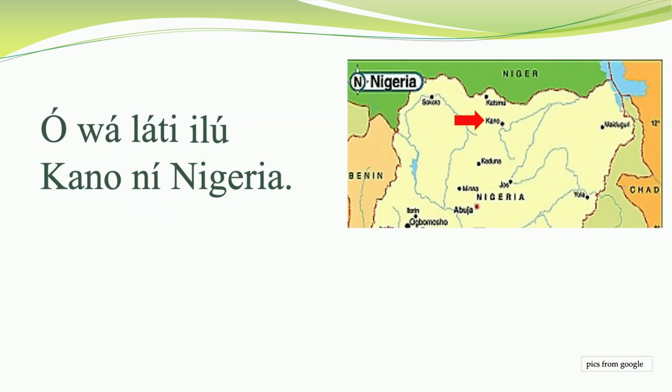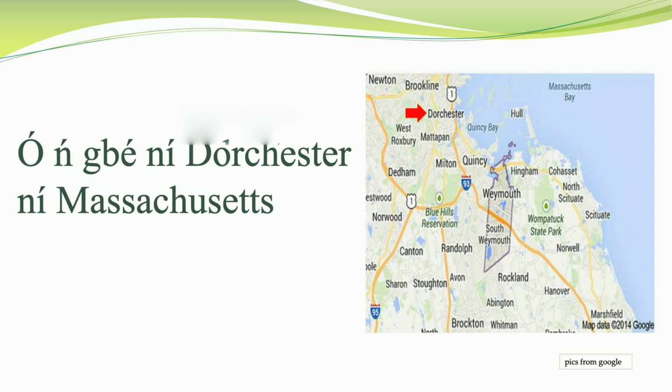Ó wá láti ìlú Kano. Kano nìyí ní Nàìjíríà. Kano is one of the big cities that you have in Nigeria, specifically in the northern region of Nigeria. Kano nìyí nílùú Nigeria. Ibẹ̀ ni James ti wá. James is from that area. Ó wá láti ìlú Kano ní Nigeria. Ó ń gbé ní, so where he lives. Ó ń gbé means he lives. He lives in Dorchester ní Massachusetts. Bẹ́ẹ̀ ni.